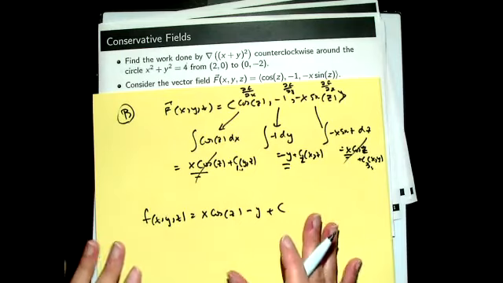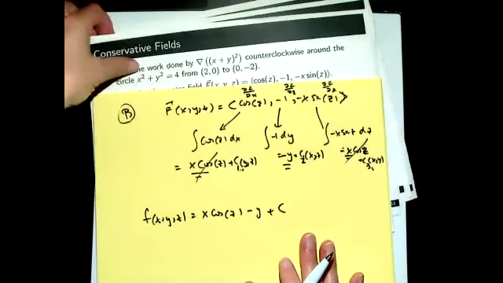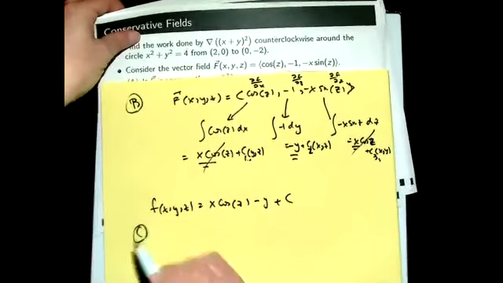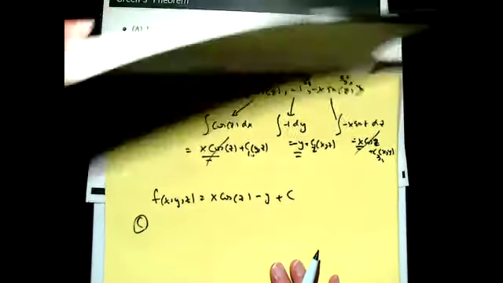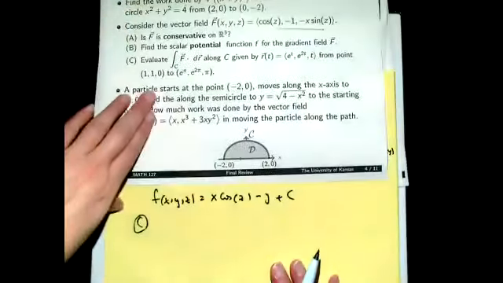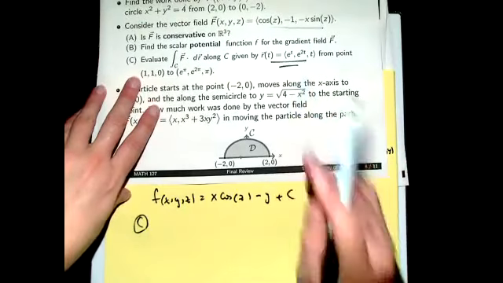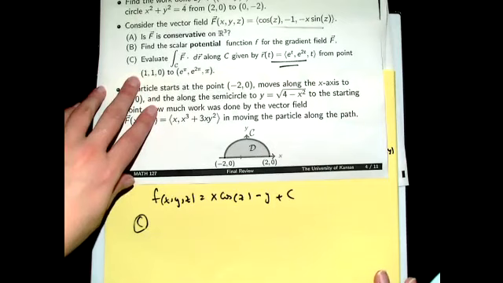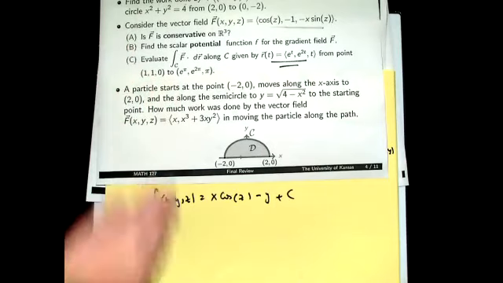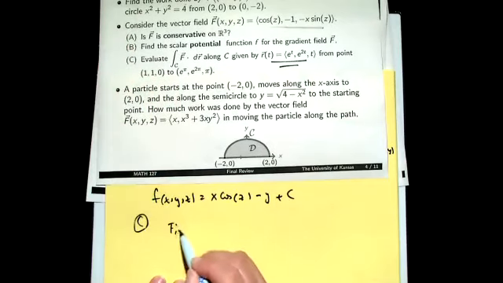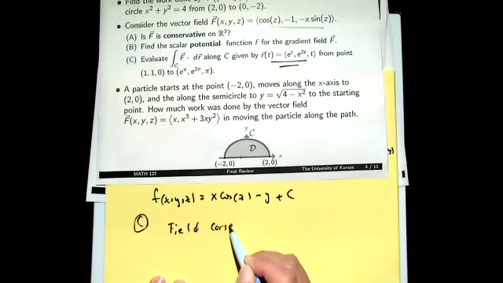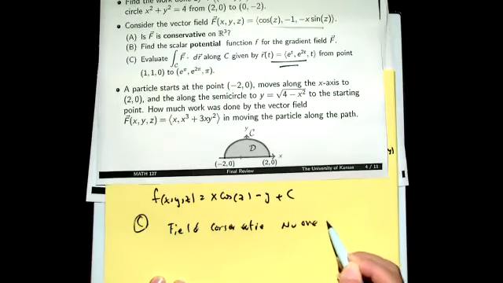Now that you have found these, I think the next question, part C, is going to ask you to find the line integral. Well, it gives you a parameterization. Oh, do I even care about the parameterization? Field, conservative, no one cares about parameterization.